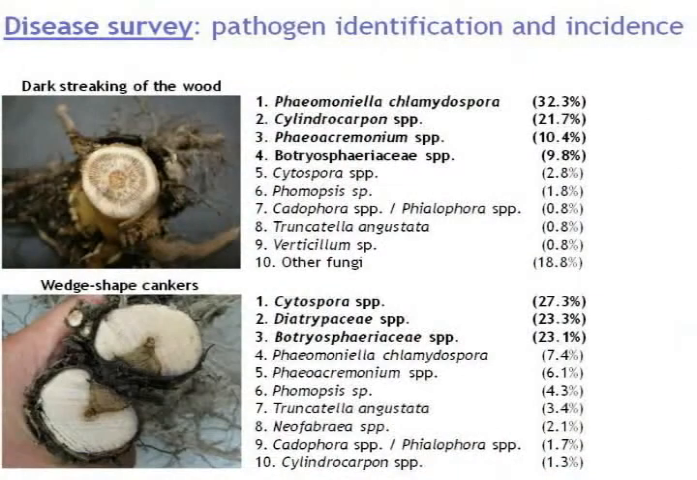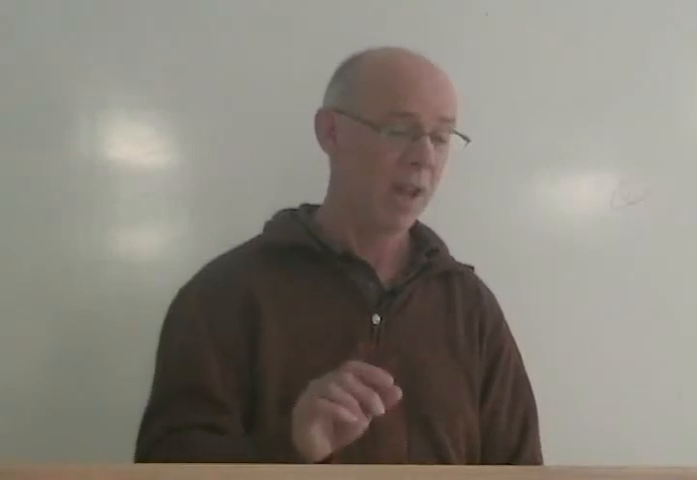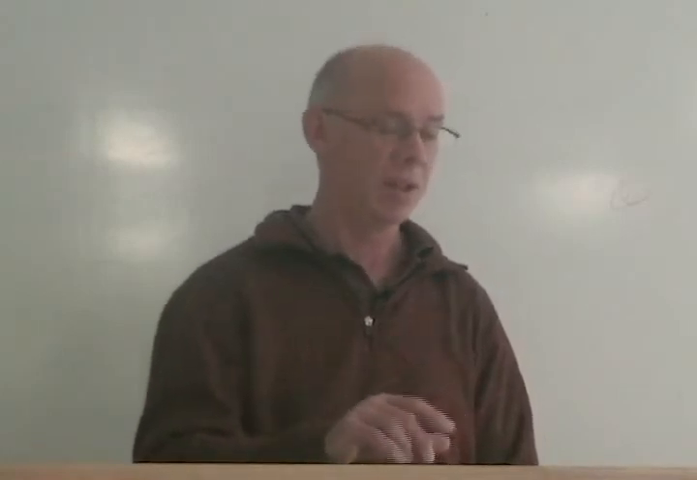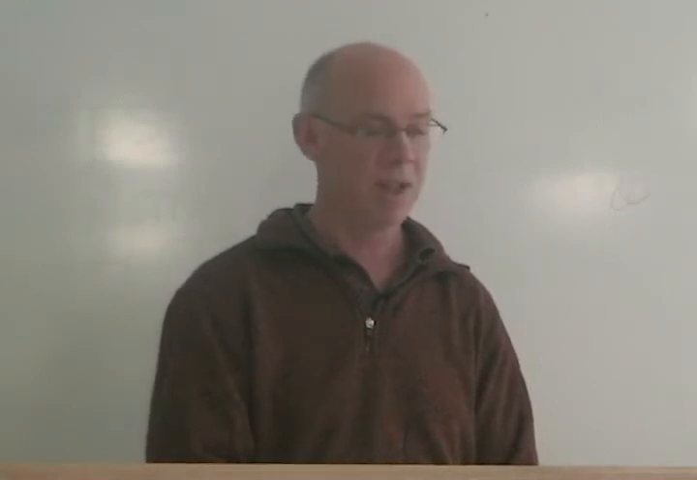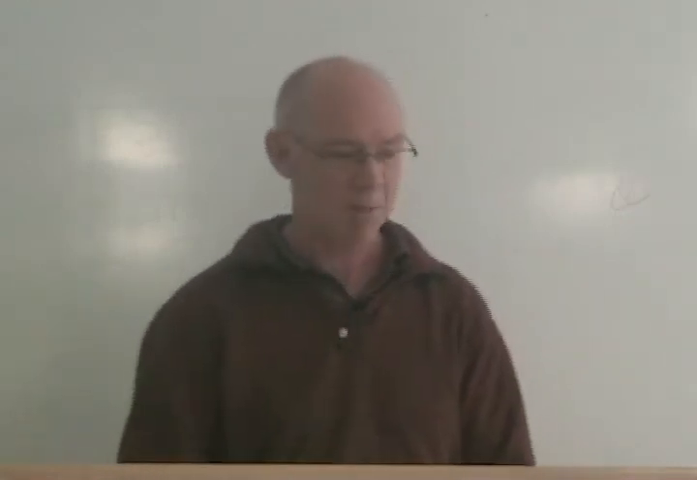And here's where we connect the actual symptoms with the species. So out of the dark streaking symptoms of the vascular wood that we see, Phaeomoniella, Cylindrocarpon, Phaeoacremonium species are kind of what we would expect to see from this symptom, but we're also seeing Botryosphaeria coming in here, and the Botryosphaeria is one of the canker pathogens. So obviously it's a mixed infection, and it's interesting to see that we're isolating it from this type of sample.